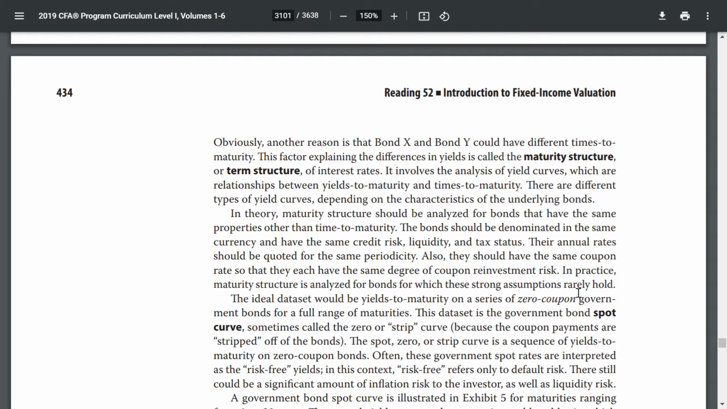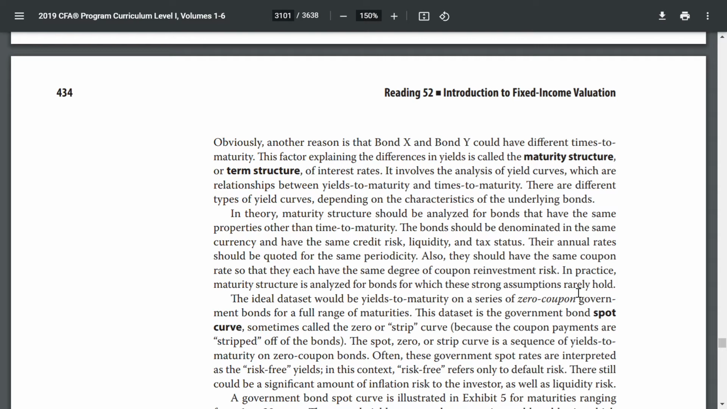This factor explaining the differences in yields is called the maturity structure or term structure of interest rates. It involves the analysis of yield curves, which are relationships between yield to maturity and time to maturity. There are different types of yield curves depending on the characteristics of the underlying bonds. In theory, maturity structures should be analyzed for bonds that have the same properties other than time to maturity.